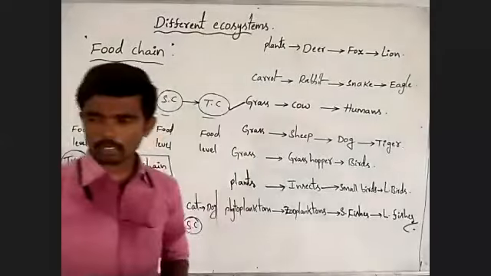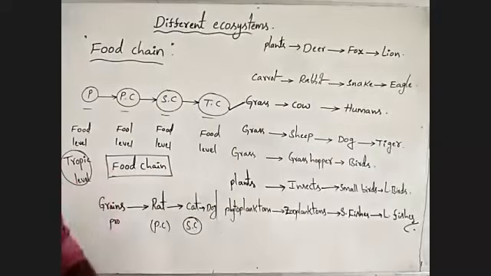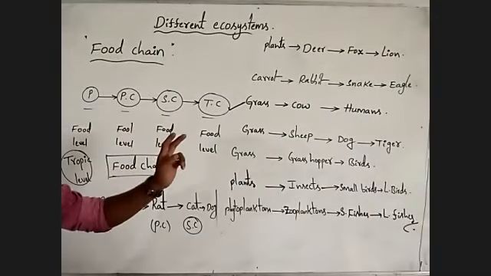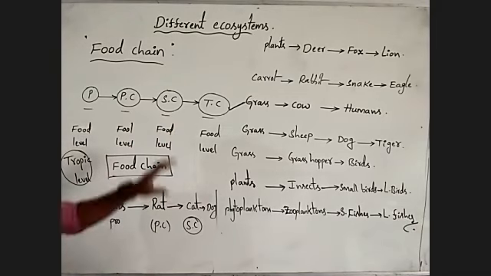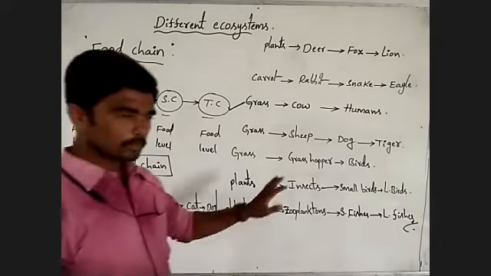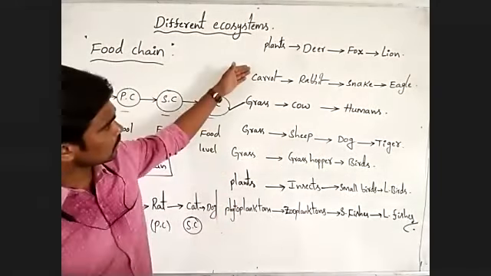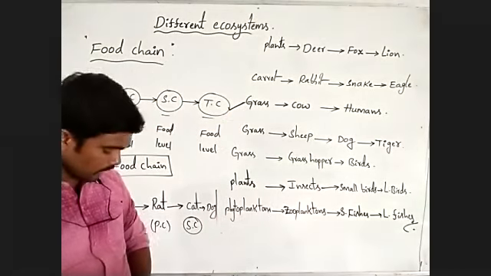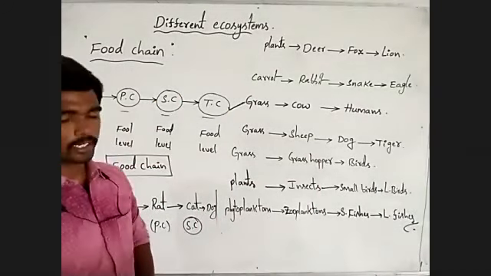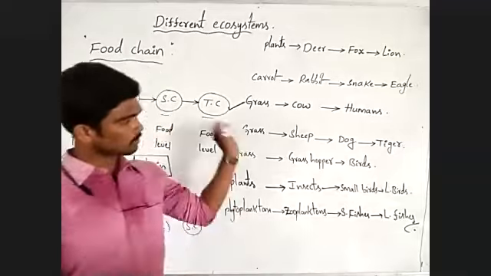Observe, there are a number of food chains like this. We can write a number of food chains. Write some other food chains in your notebook. Okay, these are all different types of food chains. Understanding? Observe one.